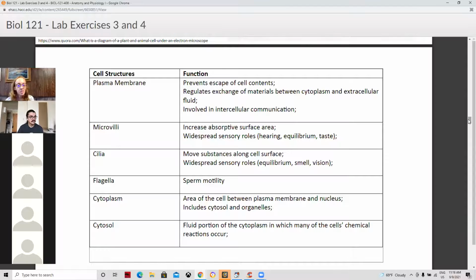Cytoplasm is the area of the cell between the plasma membrane, meaning the outer membrane of the cell, and the nucleus. It includes the cytosol. And have we talked about what cyto means? CYTO. What does it mean, Tariq? It means cell. Good job. So cytosol is the fluid within the cell, or the components within the cell.